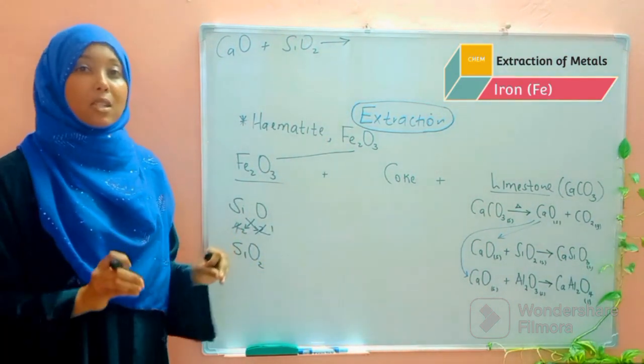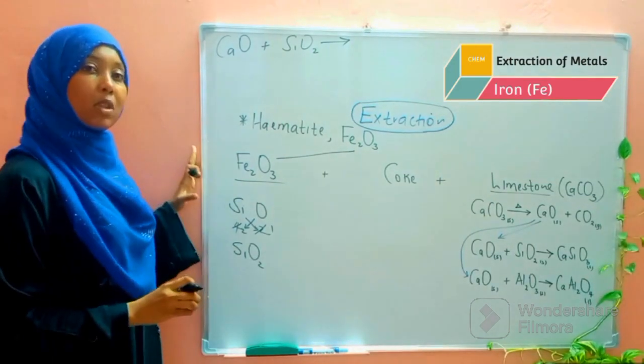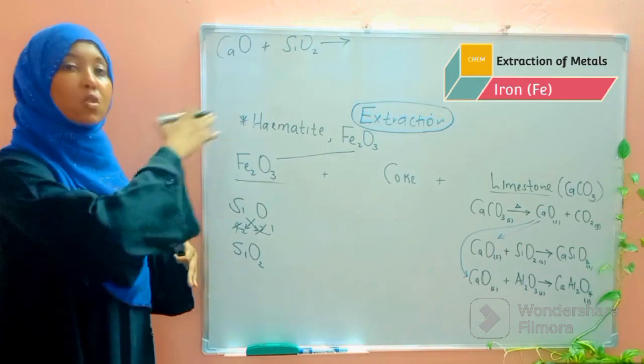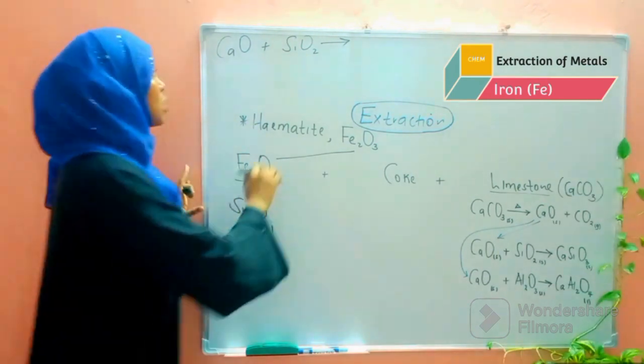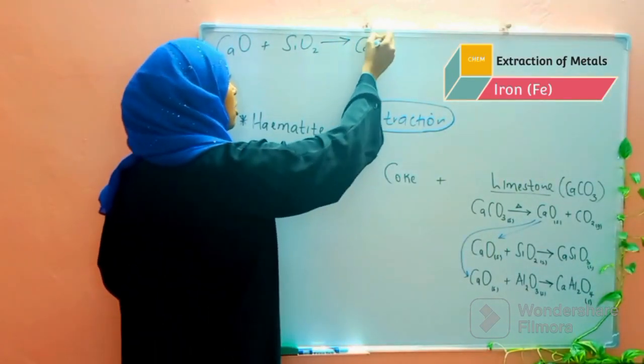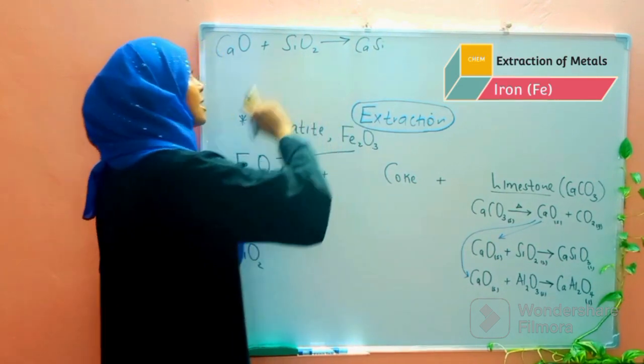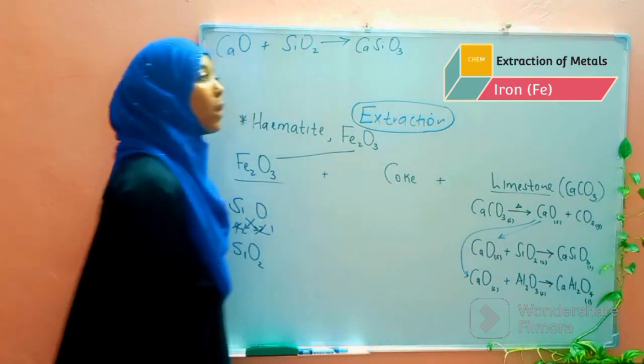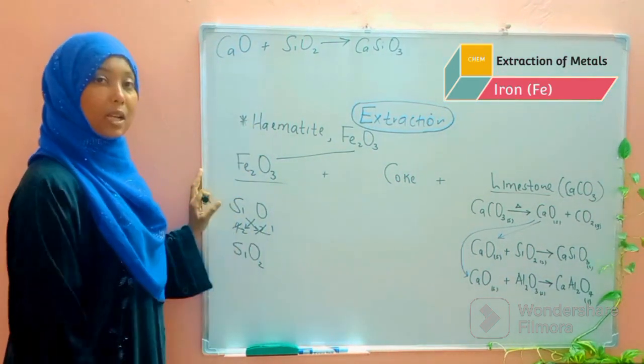Now for our final compound. This is the easiest part. Whatever atoms we have on this side will simply be transferred to the other side the way it is. So we have one of calcium, one of silicon, and then lastly we have 3 oxygen atoms. There we have calcium silicate.